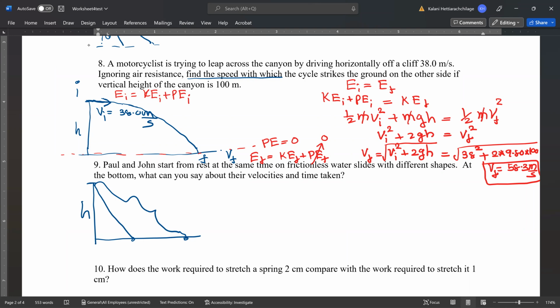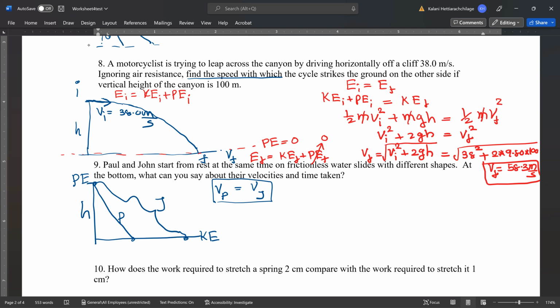So now the question is asking about velocities. What do you think about the velocity? We'll say this is what Paul does, this is what John does, right? So the velocity of Paul at the bottom should be equal to the velocity of John. Why? Because potential energy initially is converted into kinetic energy here. Here I have kinetic energy, here I have potential energy. Potential energy for both of them is the same, so the kinetic energy of both of them is the same. If they have the same mass, then they will land with the same velocity. They are the same. Okay.